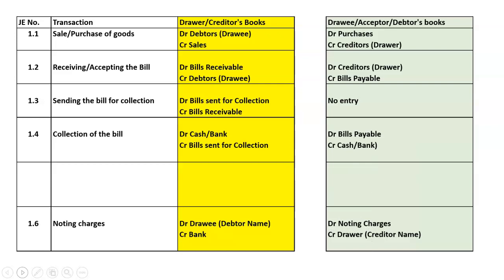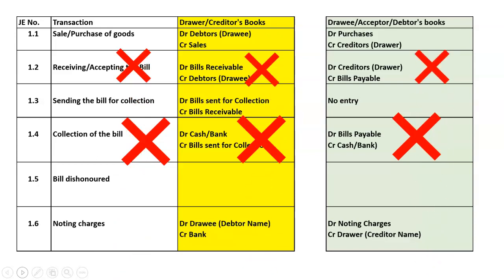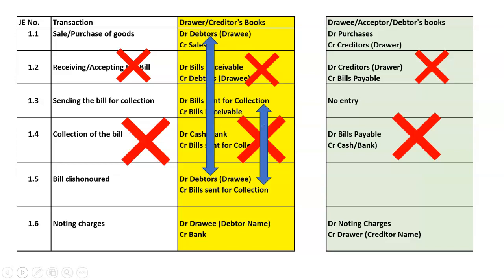If the drawee fails to make payment on the maturity date, the bill gets dishonored. This means the bill no more exists and the entries made at 1.2 become redundant. The drawer will restore its original position as at 1.1 by debiting debtors or the drawee account and by crediting bills sent for collection to bring it to zero. Similarly, the drawee will simply reverse the entry made at 1.2 above.